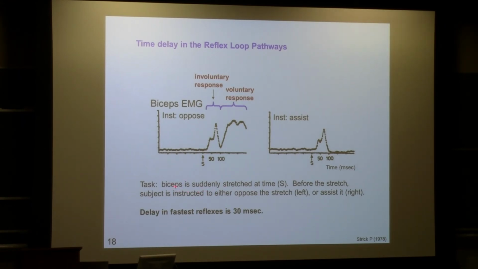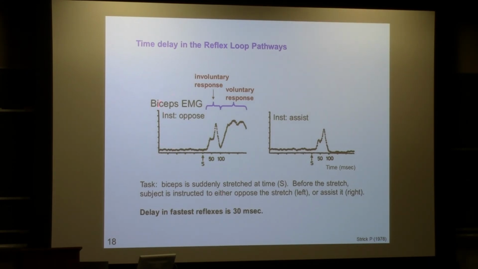So the task is to hold a particular location. The biceps is suddenly stretched at some time s. Before the stretch, the subject is instructed to either oppose the stretch or assist the stretch. So the biceps is going to get stretched, and you know that this is going to happen. You don't know when, but you know it's going to happen, but there's going to be an instruction. Oppose it, push back, or let it go, assist it. I want to show you the difference.